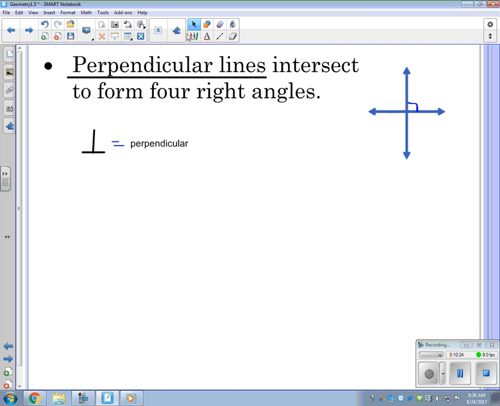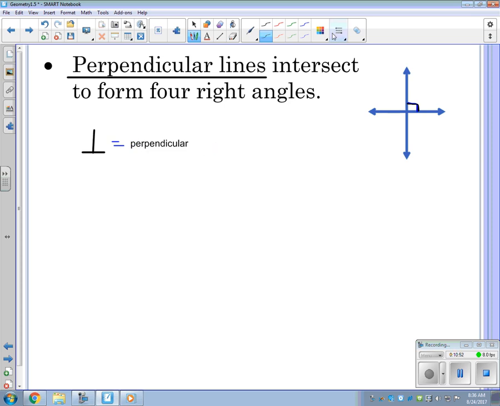Perpendicular lines, just a reminder on what these are, they intersect to form 4 right angles. So 2 lines are perpendicular, they do intersect specifically at a right or a 90-degree angle. Kind of a reminder if we need it, when you want to label that an angle is right, you just put a little box in one of the corners. And if you see an upside down capital T, that is the universal symbol for perpendicular.